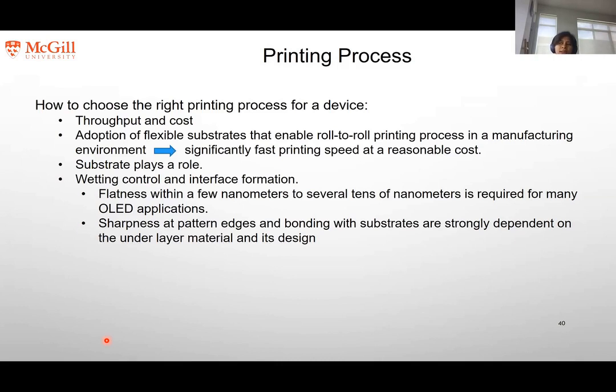We also need to look at our substrate, because not every printing process can support every substrate. So the substrate plays a role in deciding our printing process. As I said, we also need to look at how we can do wetting control and how we can form interfaces. So when we choose a particular printing process, we need to look at things from different angles. These are some of the things you can bear in mind when you choose a printing process.